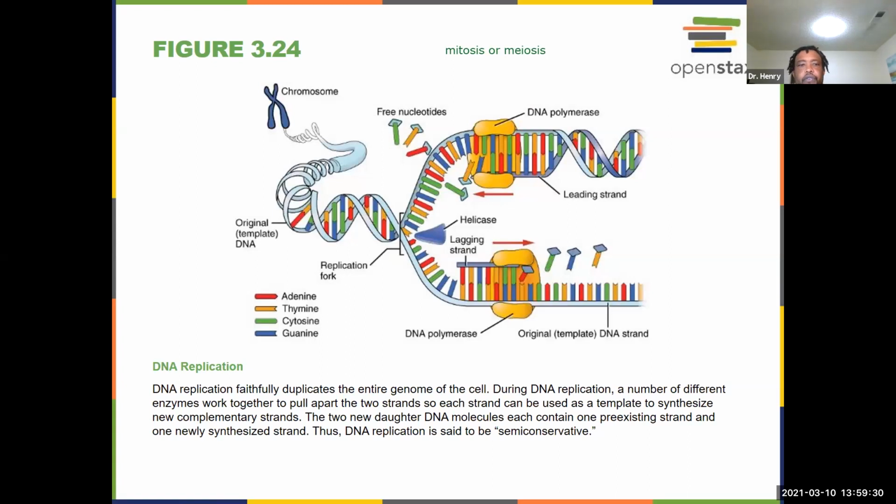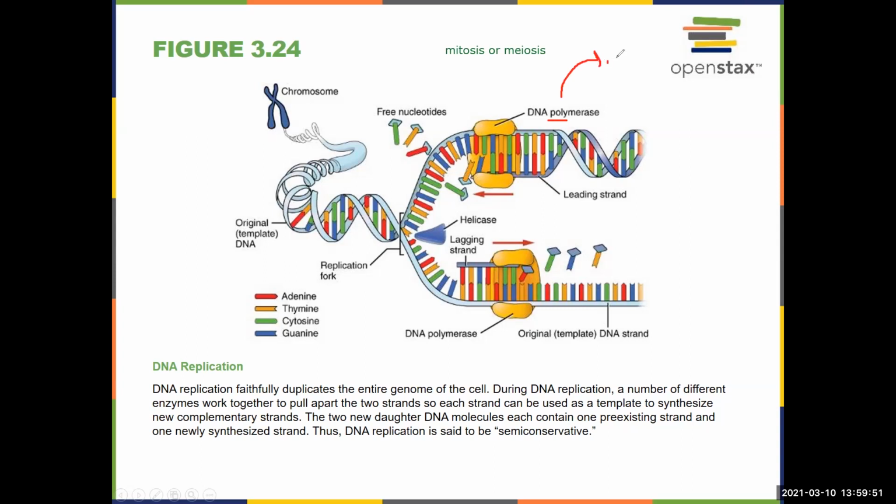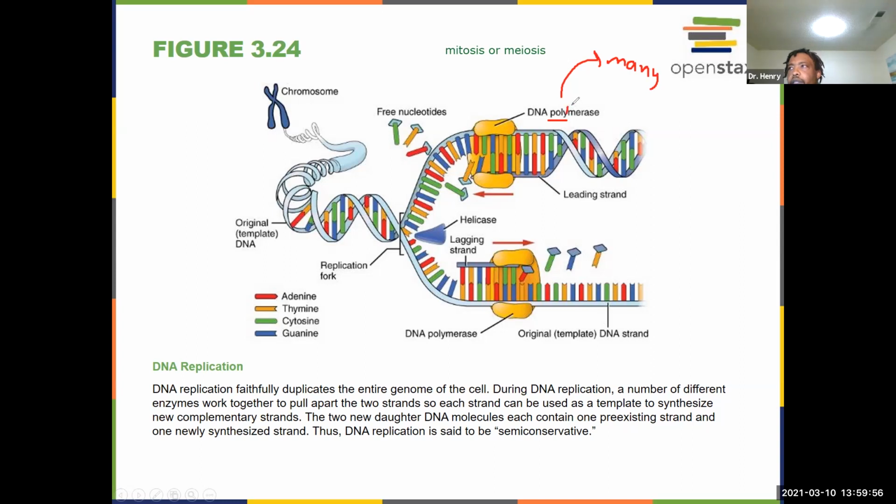Okay, so DNA replication. During DNA replication, there are proteins that are involved in that process as well. So we have what we call a DNA polymerase. So poly means what? Many. Polymer, mer means unit.